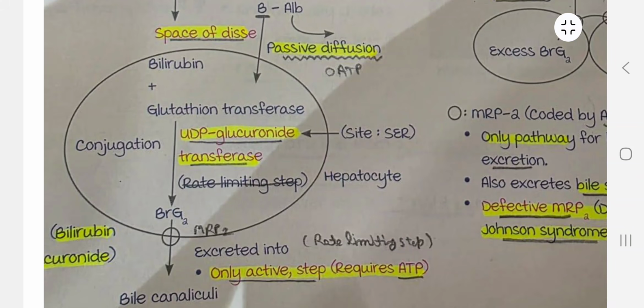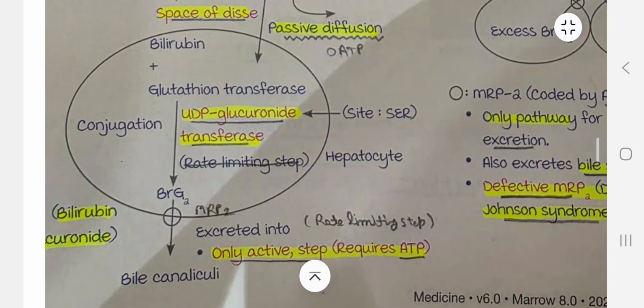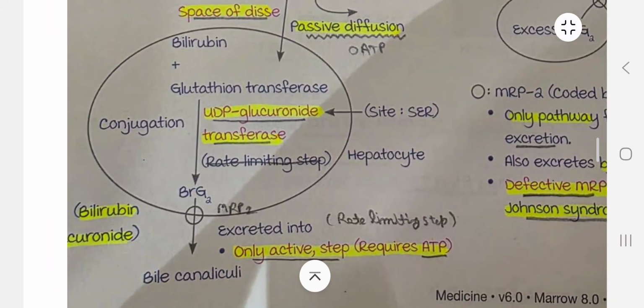Gilbert syndrome is a mild unconjugated bilirubinemia, because in this there is a mild increase in unconjugated bilirubin, which occurs most generally in case of stress or infections.